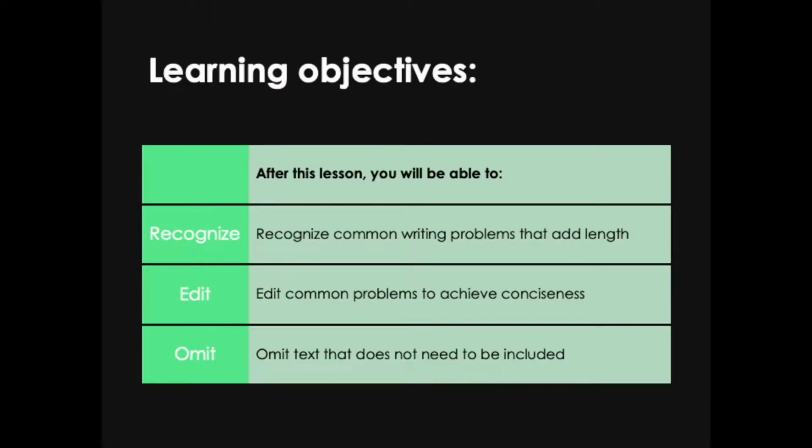Let's begin by looking at the learning objectives for this lesson. After this lesson, you'll be able to recognize common writing problems that add length. You'll be able to edit those common problems to achieve conciseness, and you'll also be able to omit text that does not need to be included. So here's our list of things that we're going to focus on in this lesson. It's a list of 10 items, and I'll have some examples for you for most of these items, although not for every single one of them.